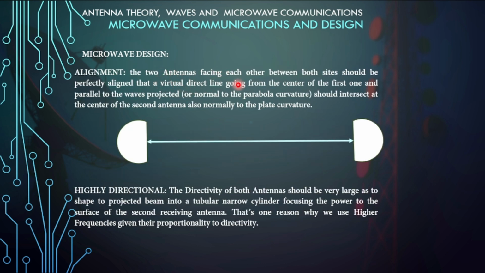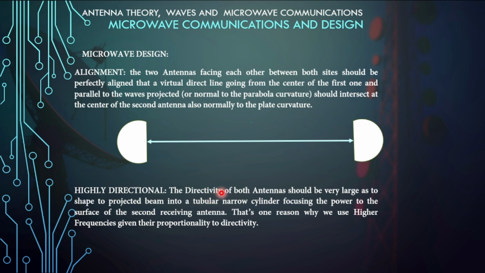Alignment. The 2 antennas facing each other between both sides should be perfectly aligned, so that a virtual direct line going from the center of the first one should intersect with the center of the second antenna, the center of the second dish, if you will, so as to have a clear and effective communication. Now, this alignment is done using spectrography, not actually a carrier spectrum analyzer or a voltmeter to measure the power of the signal that is being received.